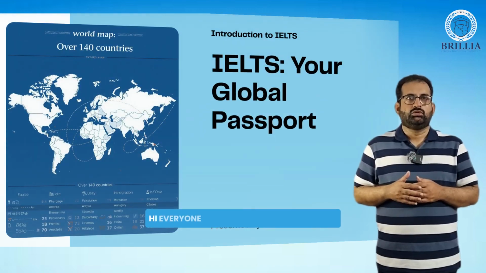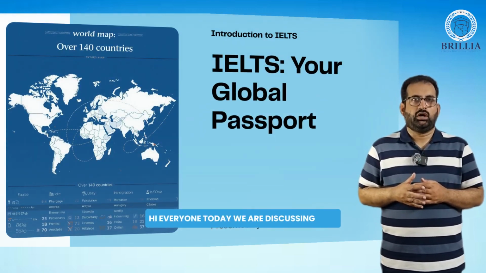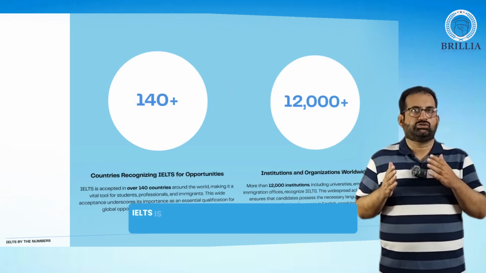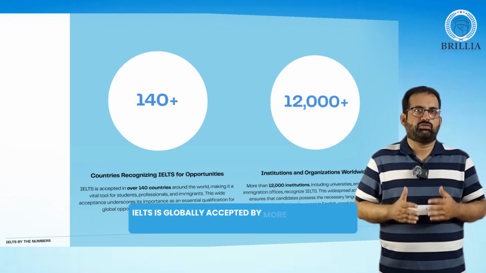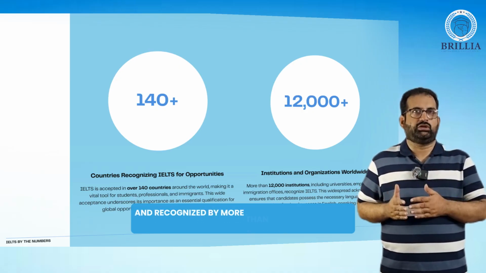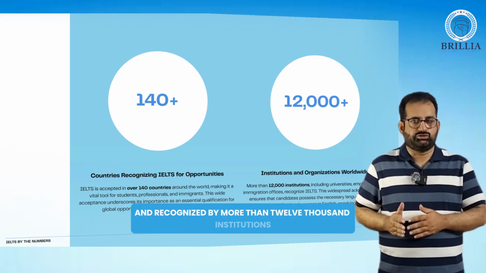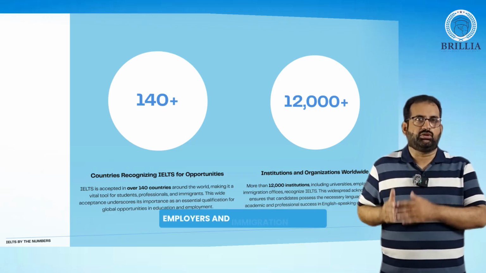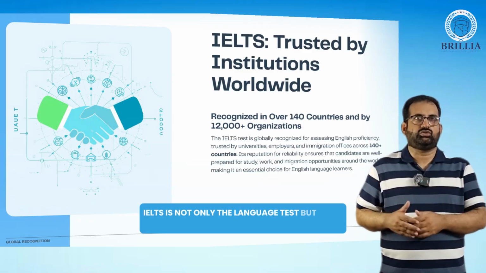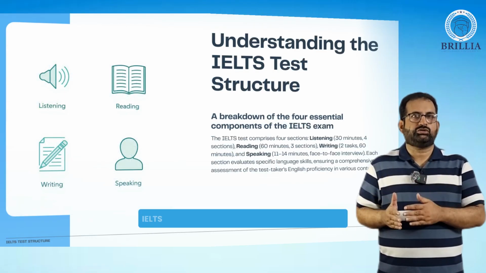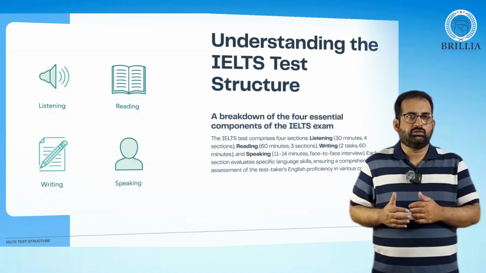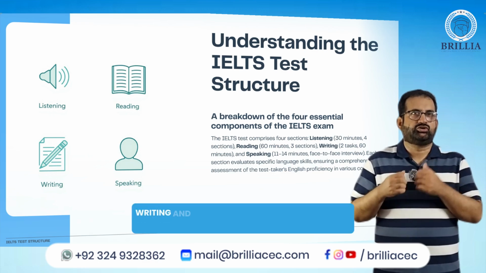Hi everyone. Today we are discussing IELTS, its scope and its modules. IELTS is globally accepted by more than 140 countries and recognized by more than 12,000 institutions, employers and immigration offices. IELTS is not only the language test but your global passport. IELTS consists of four different modules: listening, reading, writing, and speaking.